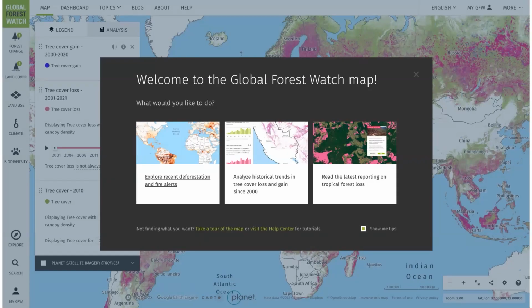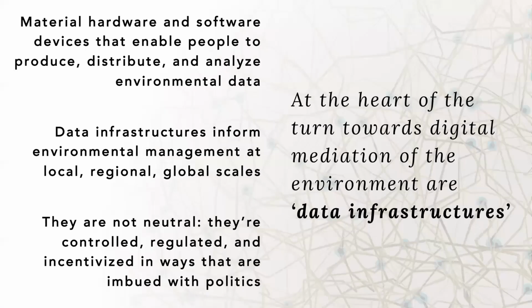So this trend towards good governance, and the understanding that increased transparency and accountability through data infrastructure, has really significant extensions and implications for environmental politics.